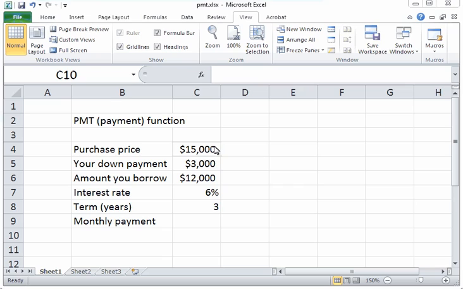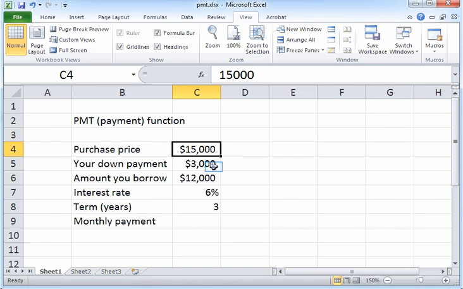Supposing you want to buy a car and you want to borrow some money from the bank to buy your car. How would you calculate your monthly payment, given that you have to pay a certain amount of interest and given that you have to pay the entire amount back to the bank in a certain number of years?